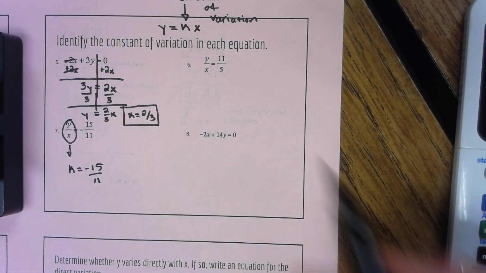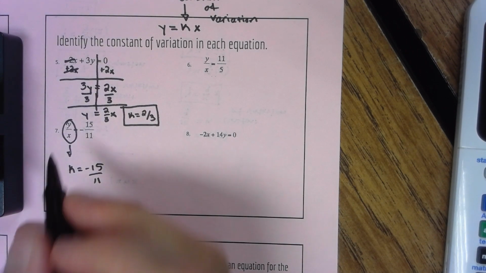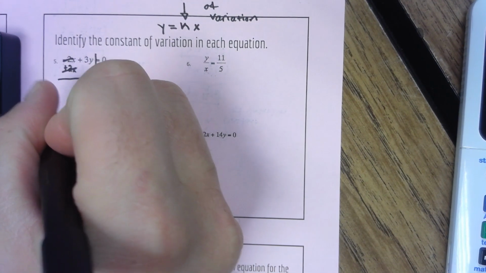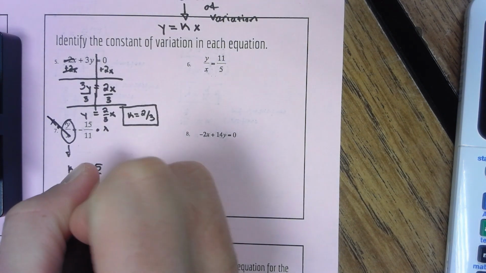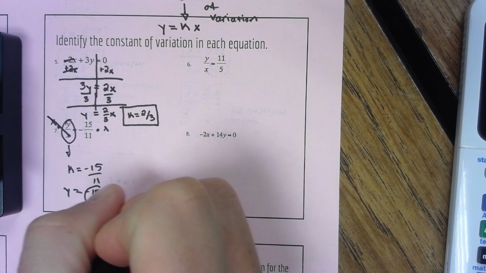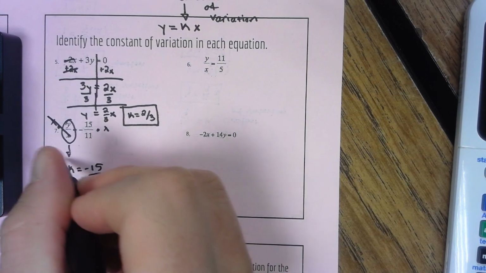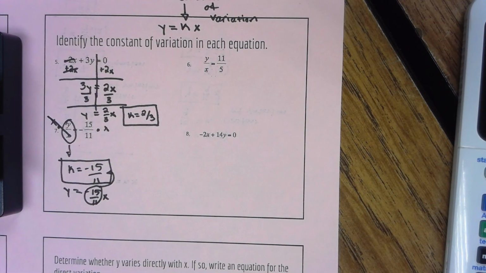If you wanted to keep it the same for what I just did and get y to be by itself, I can multiply both sides by x, and look what happens. When I multiply both sides by x, I get y equals negative 15/11 times x. Well, there's my constant of variation right there. Okay, so if we know that k is equal to y divided by x, we don't need to do anything. That is our constant of variation, whatever y divided by x is equal to.